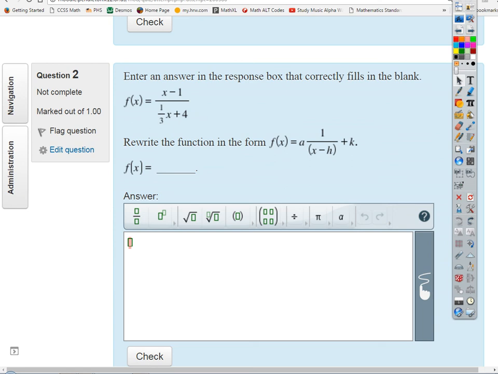Multiply by 3 over 3. I can multiply by 1, right? I have to multiply the top by the same thing as the bottom. But if I multiply by 3 over 3, you see that I'm not changing the value, right? That's just multiplying by 1. But what does that give me? If I multiply top by 3 and bottom by 3, when I distribute through the 3 on the bottom, what do I get? X plus 12. Good. And on the top, I just get 3x minus 3. Much better, right?